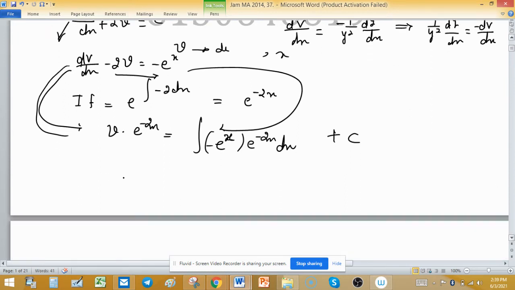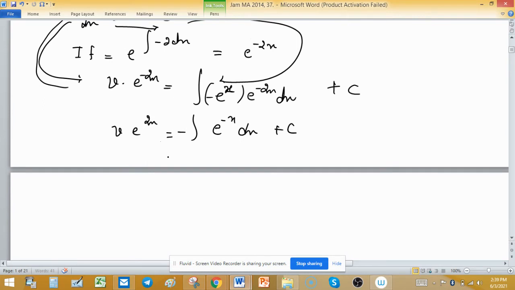So here we can write v into e raised to the power minus 2x is equal to the integral of minus e raised to the power minus x dx, because the base is the same so the powers add, plus c. This is equal to minus of e raised to the power minus x, and the negative turns into positive, plus c. And v into e raised to the power 2x on the left hand side.